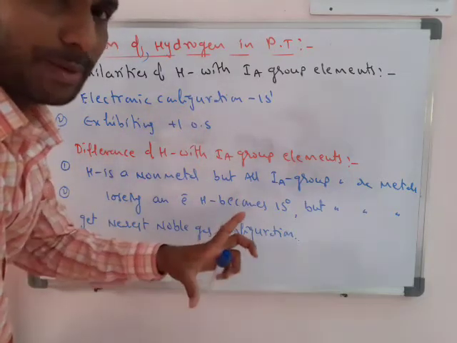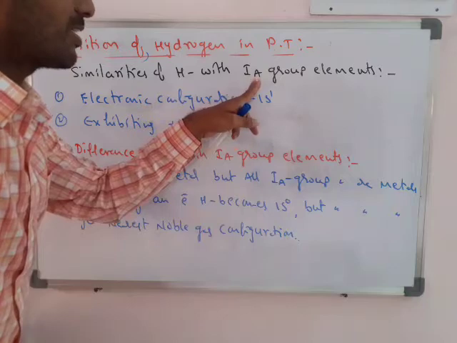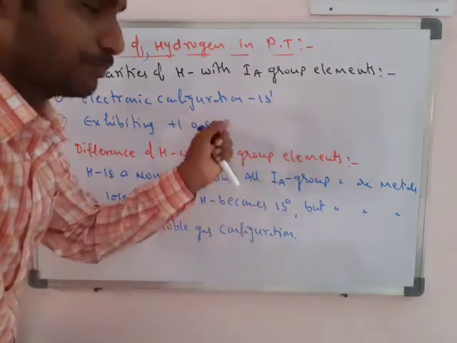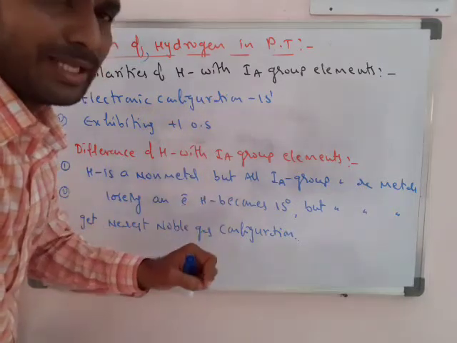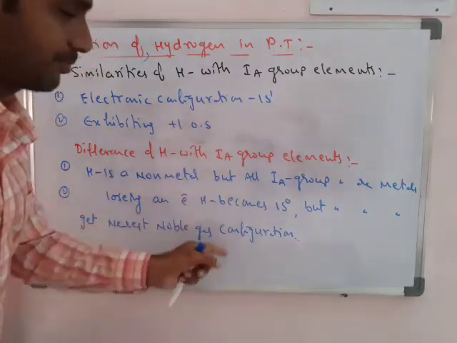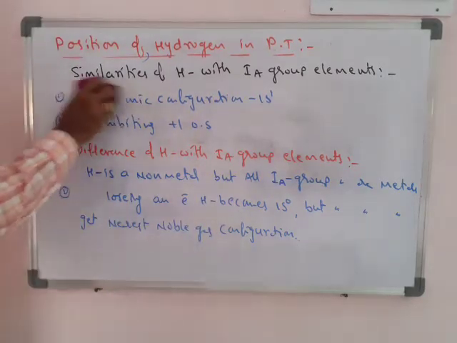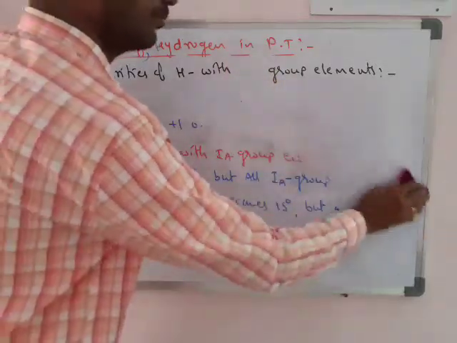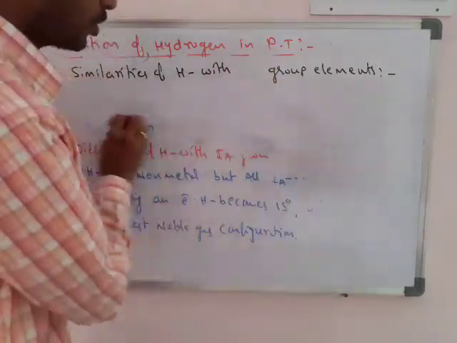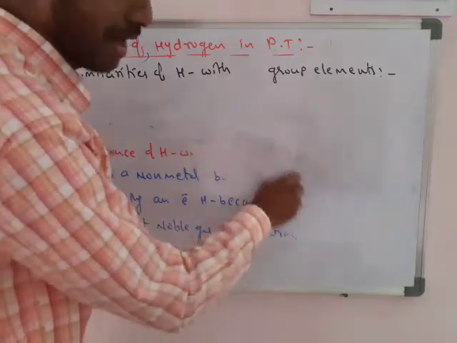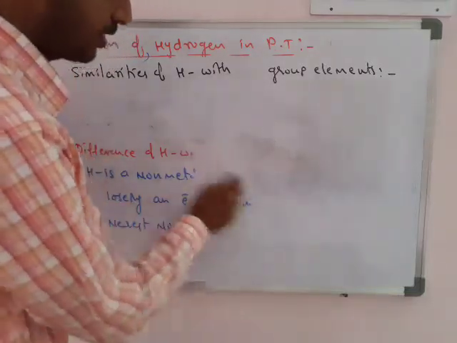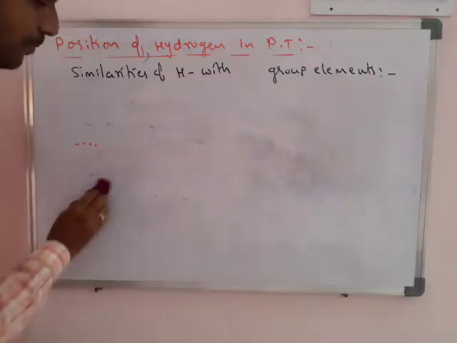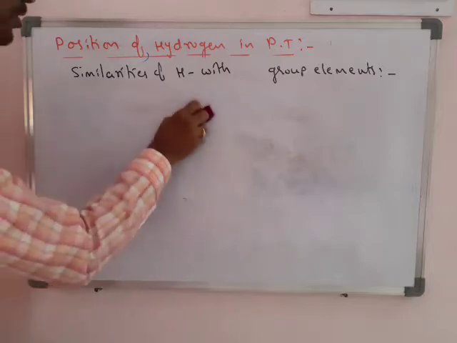We are comparing hydrogen with the 1A group. These are the similarities, and the reasons why it should not be placed in 1A group elements. Next we see the similarities of hydrogen with the 7th A group elements. We cannot compare it with any other group. We can compare hydrogen with two groups, that is 1A group and 7th A group. That's why the position of hydrogen is called an anomalous position.